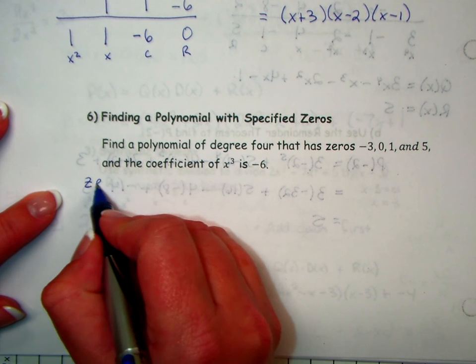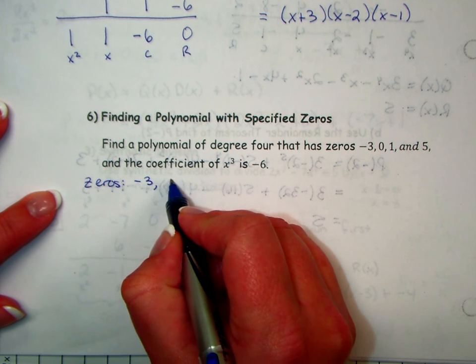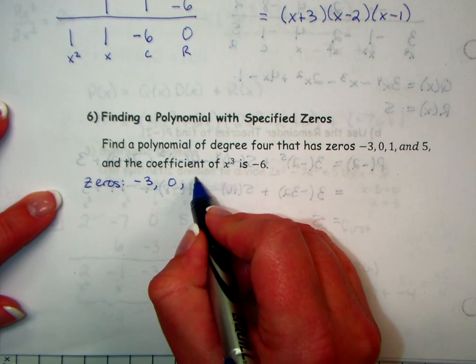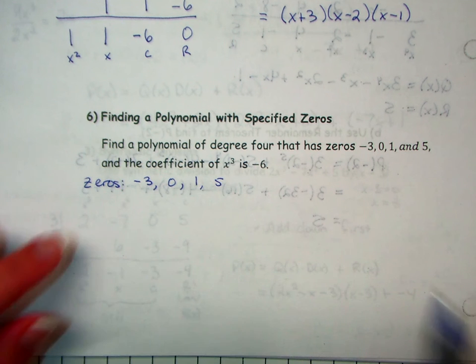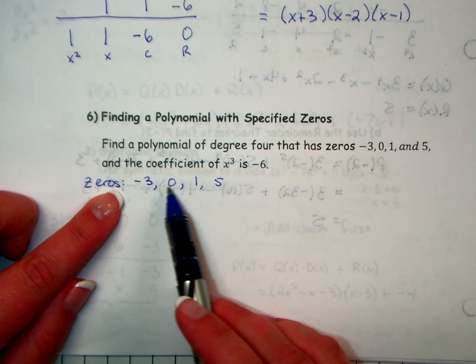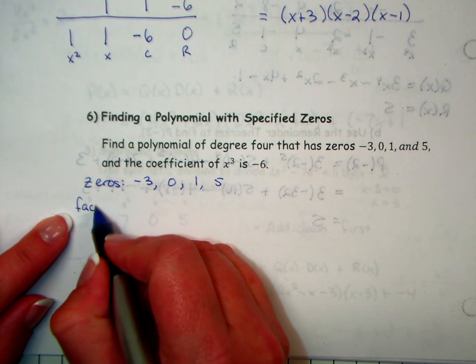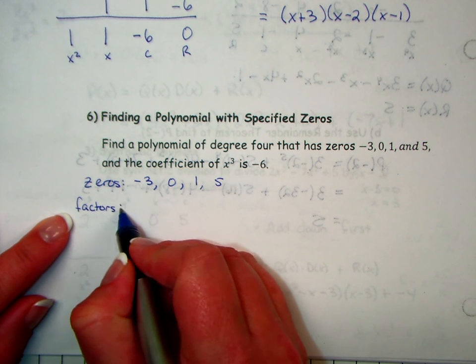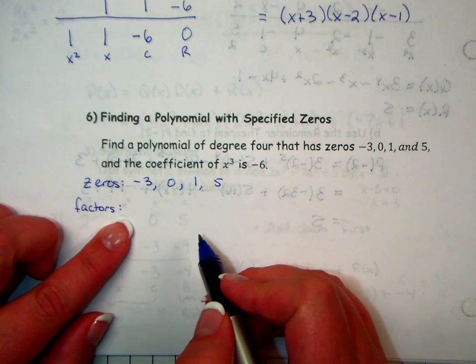Right? So the first thing you want to do is take all those zeros: -3, 0, 1, and 5. And you want to make sure you have all the zeros, right? So a degree 4 polynomial will have 4 zeros. So here's all 4 of our zeros. So what we want to do is write those zeros as factors. Right? And we had a lot of practice on that in the previous handout.